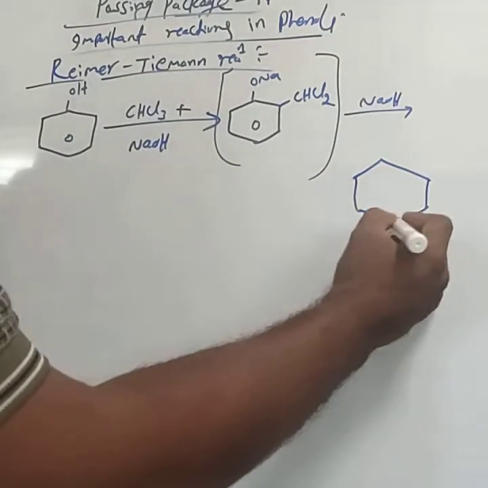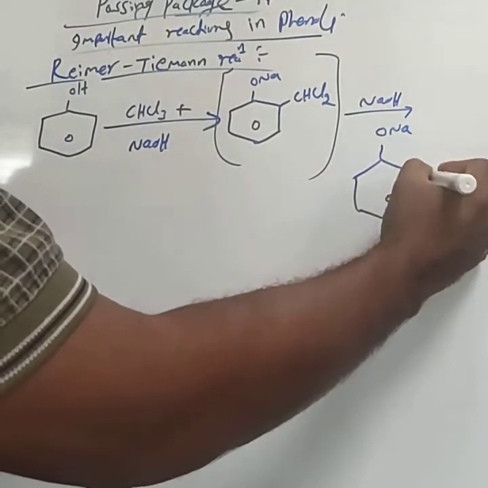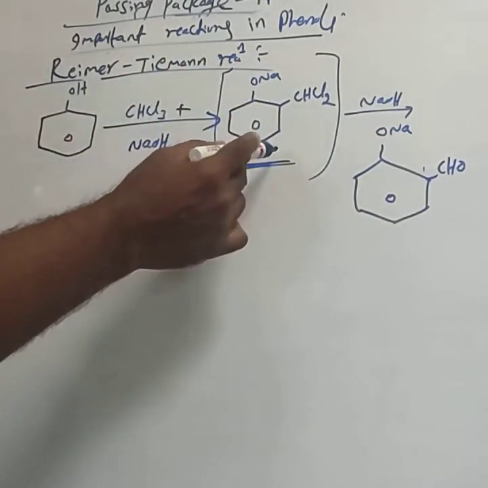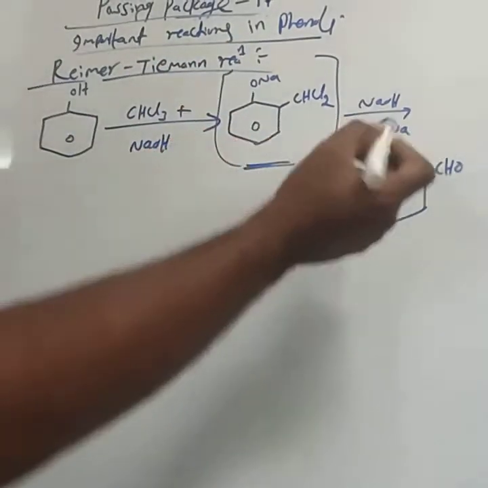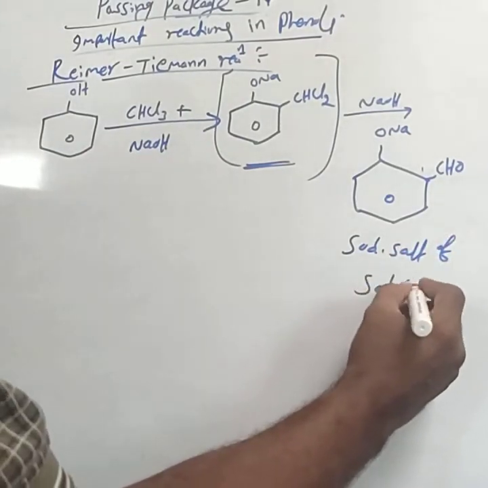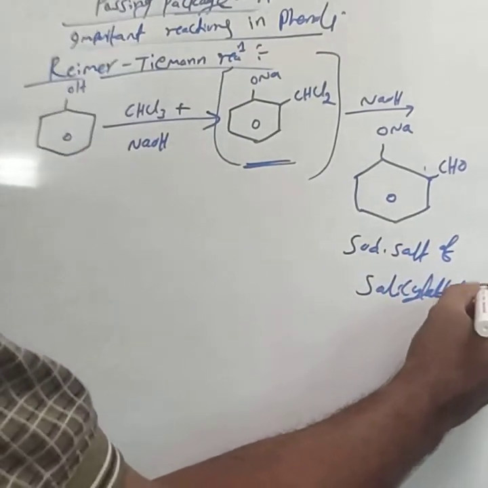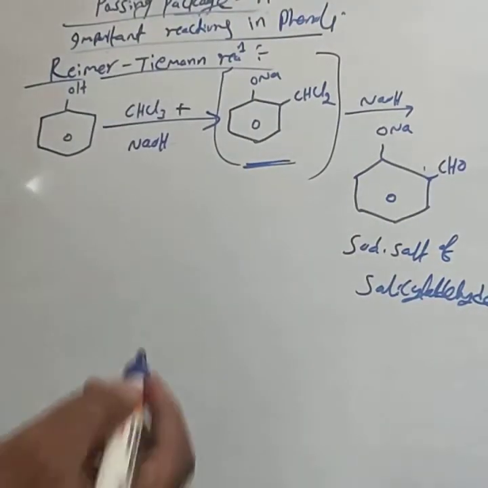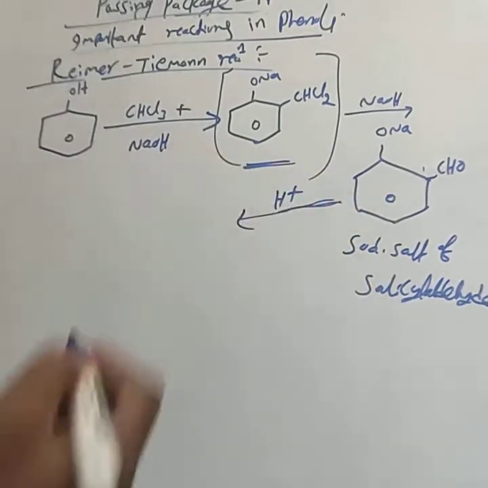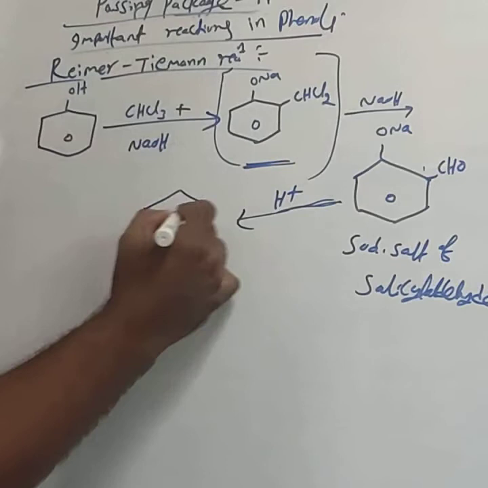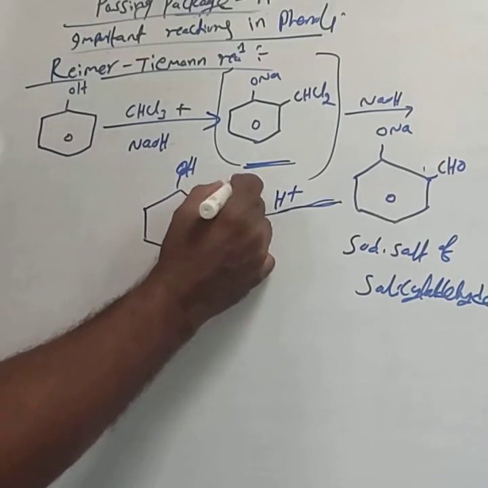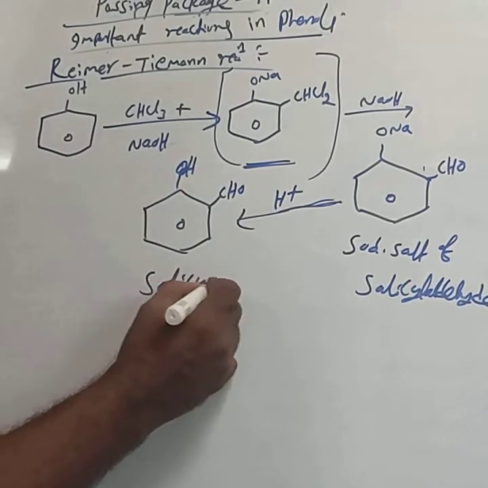Sodium salt of salicylaldehyde, that is ONa with CHO. If you know the intermediate, you write the intermediate formula. Otherwise, directly consider the sodium salt of salicylaldehyde. Definitely you get the complete marks. The sodium salt of salicylaldehyde, on acidification, we get salicylaldehyde. This is OH and CHO. This is salicylaldehyde.